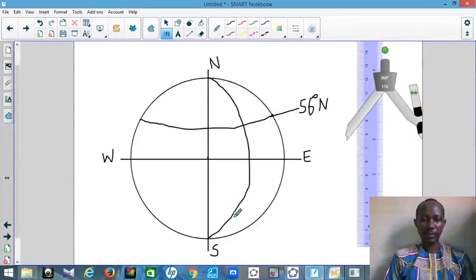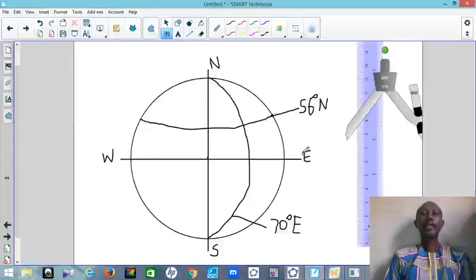Let me label it from this place. So this is 70 degrees, 70° east. Okay, now this point is the point C. Point C, where your 56 degrees meets 70° east, gives you a point C.